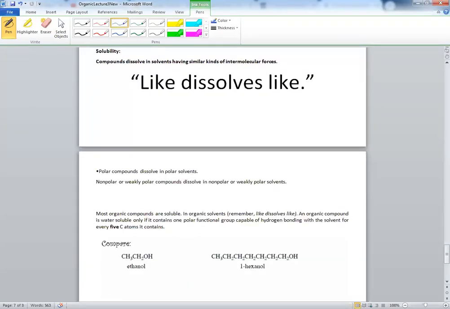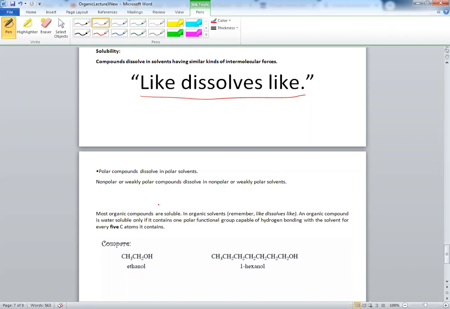We will end with solubility. Very important. The rule of thumb that's probably one of the most known rules in chemistry is "like dissolves like," or compounds dissolve in solvents having similar kinds of intermolecular forces. Meaning that if you have polar compounds, they dissolve in polar solvents. If you have nonpolar or weakly polar compounds, they dissolve in nonpolar or weakly polar solvents.